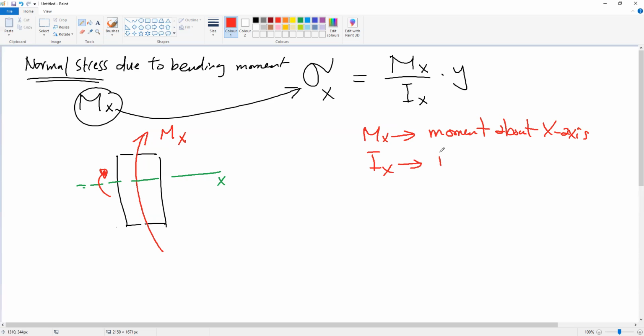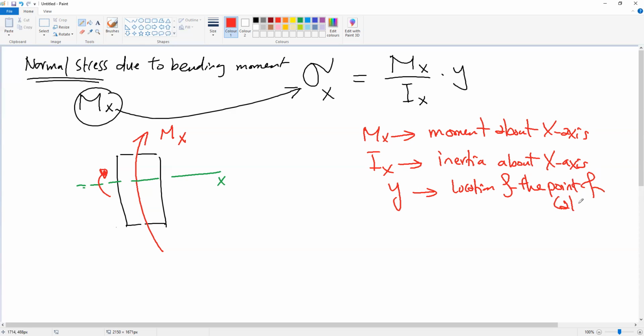Ix is the inertia, or the moment of inertia, that we just calculated in the first part of the tutorial, the inertia about the x axis. What is y? y is the location of the point of calculation. What does this mean? This means that you can calculate the stress at point 1. So this is y1. Let's say you want to calculate the stress here at point 2. So this is y2.